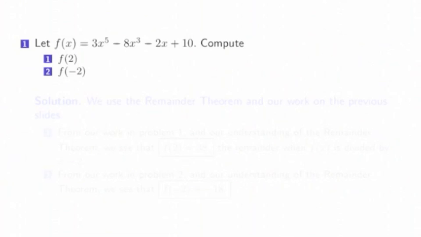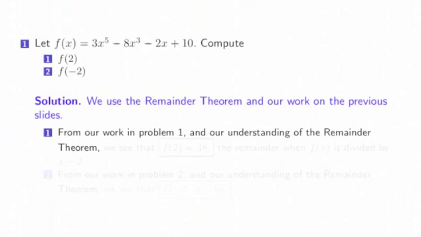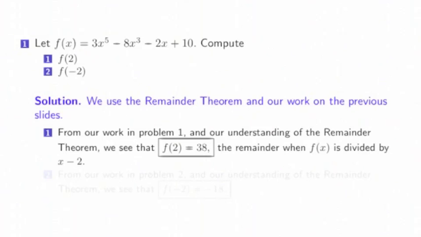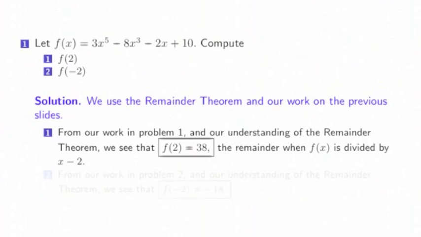While we're at it, let's go back and see what the remainder theorem says about this. Suppose you have this function that's a fifth degree polynomial beginning 3x to the fifth, and suppose you want to plug in x as 2. Instead of plugging in x as 2, we could just use the remainder theorem in our work on the previous slides. Notice on a previous slide that when we divided f of x by x minus 2, we got a remainder of 38. So f of 2 is 38.